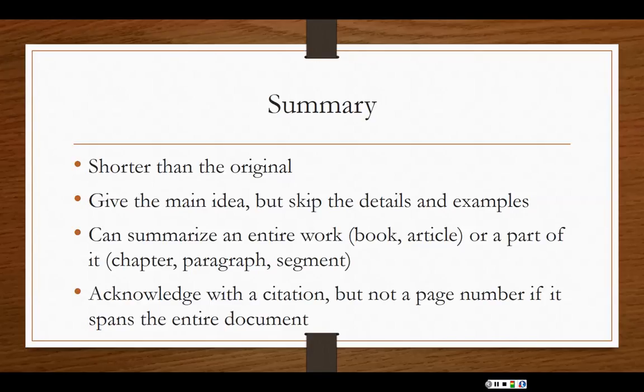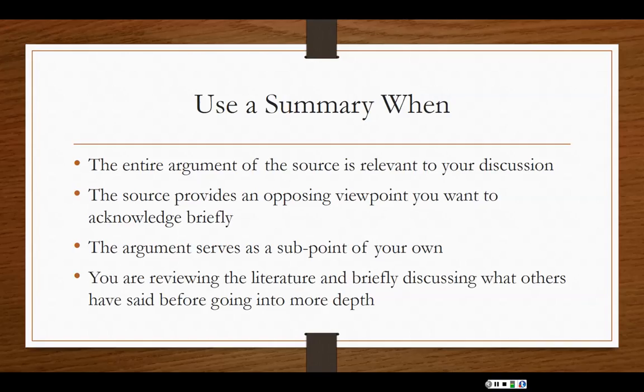When you're summarizing, you want to acknowledge that with a citation. You don't need to give a page number if you're summarizing the entire document. So if your parenthetical citation does not narrow down the location of what you're summarizing any more than your works cited entry, then you don't need to put that page number. But if, say, you're summarizing a few pages from a book, but you're citing in your works cited the entire book, then you would need to put those pages to show us where your summary is coming from.